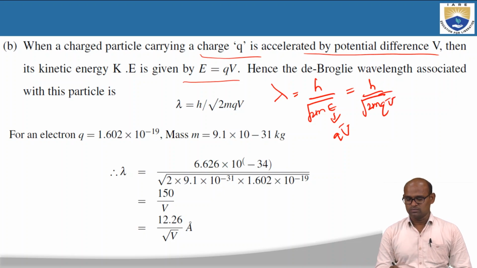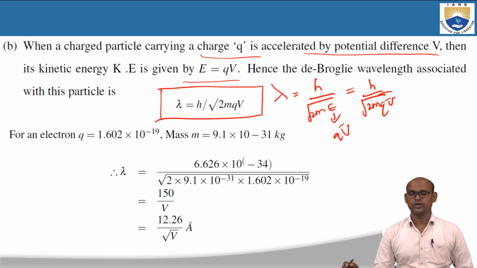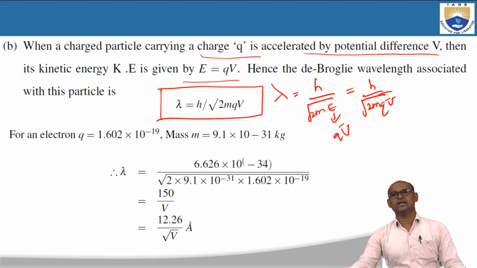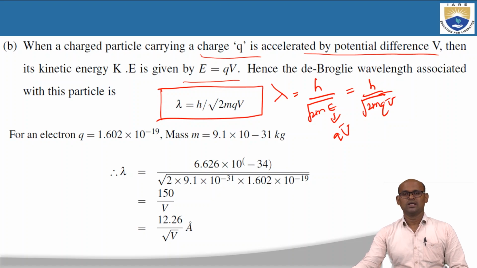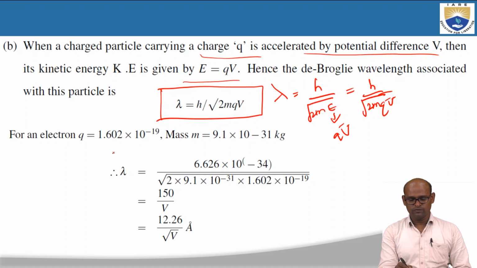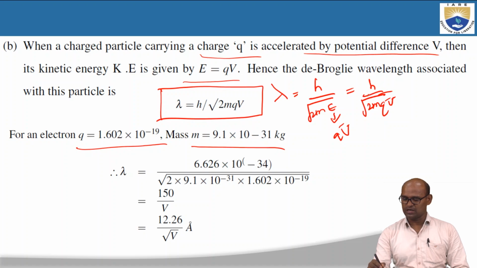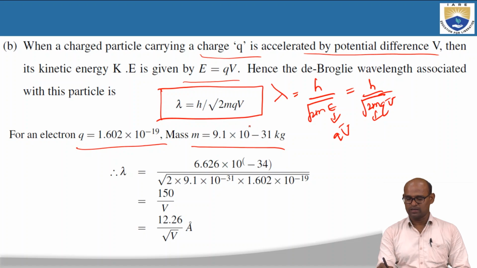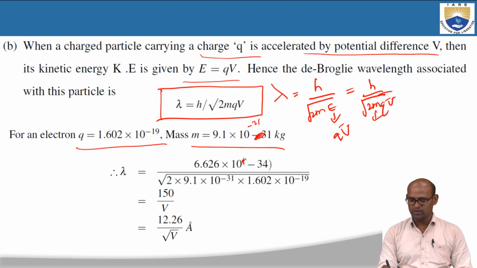Up to here we need to prove, starting from Planck's theory and Einstein theory, equating those two energies, getting lambda is equal to h by p and writing momentum in terms of kinetic energy. Now we know that for an electron, charge is this and mass is this. So substitute these values in this equation. Lambda is equal to h by square root 2mqV, where m is 9.1 into 10 power minus 31 and q is 1.6 into 10 power minus 19. When we substitute these values, we are going to get lambda as 12.26 by square root V angstroms.